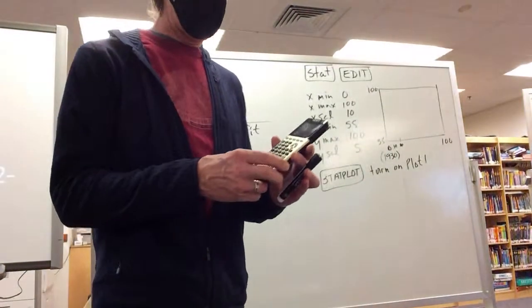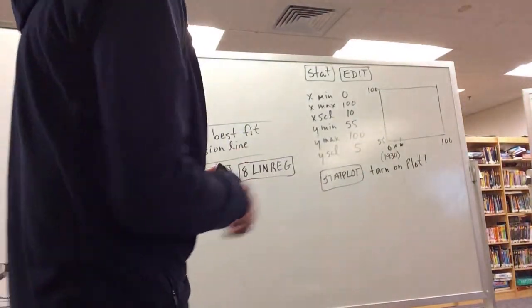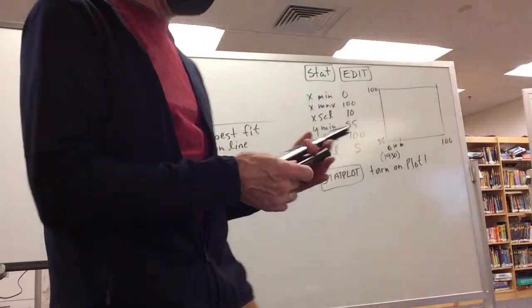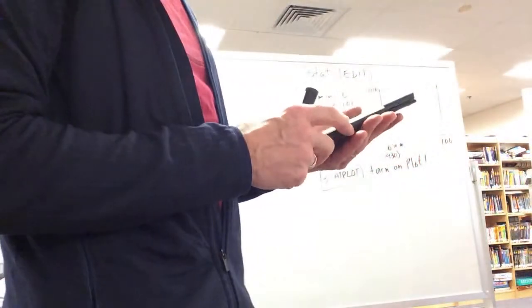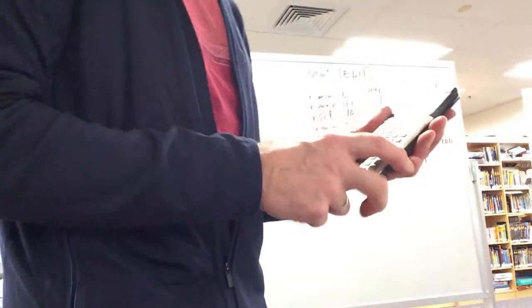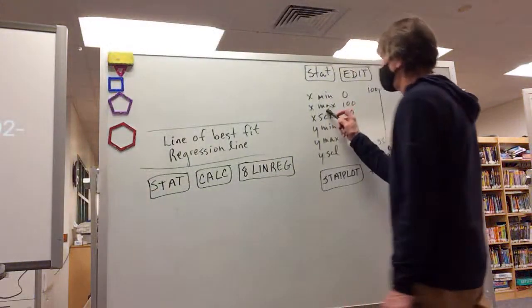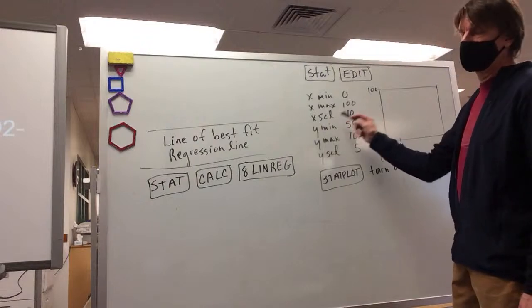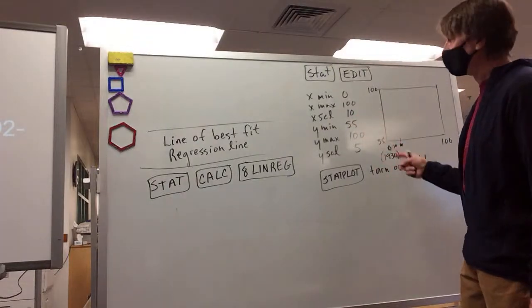So get into changing your window size. In order to change the window size, we're going to go to Window to begin with. So we're going to go to Window, and mine looks something like this right here. I'm not sure if I can make this come up. I can't. This doesn't always work so good, but the numbers are up here on the board. You're going to make your x minimum 0, your x max 100, your x SCL, which is the scale, that's the tick marks, is 10.